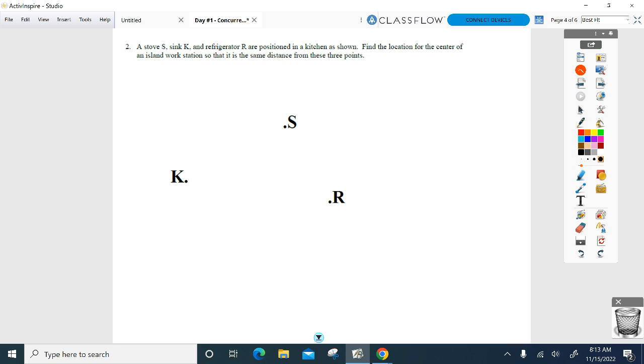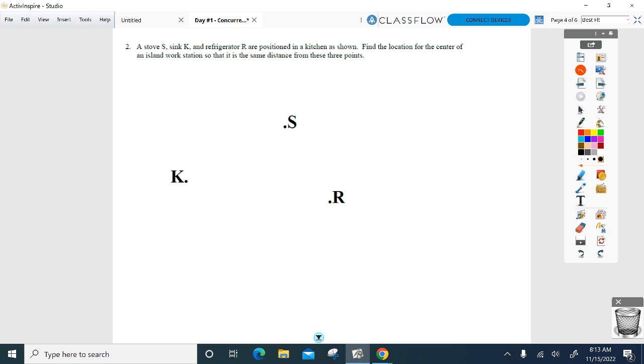Let's take a journey into my kitchen. In my kitchen, I got a stove, sink, and refrigerator, and I'm going to remodel my kitchen. I'm going to put an island, not like the sand type, but you know what I'm talking about, right? The thing in the middle. But here's the key, kids. I need your help remodeling it. Wherever I put the island, it has to be the same distance away from the sink, fridge, and stove.